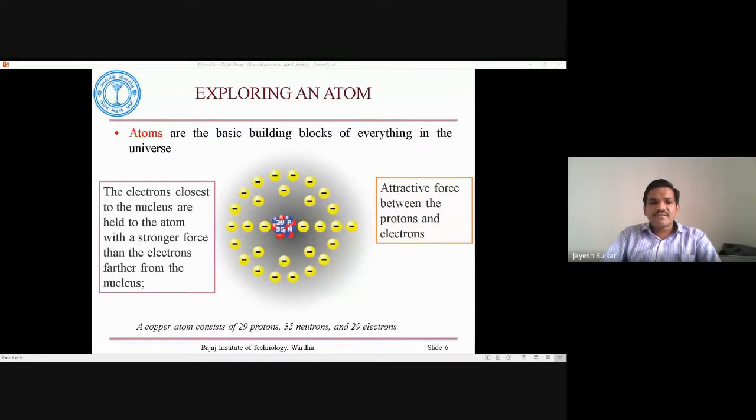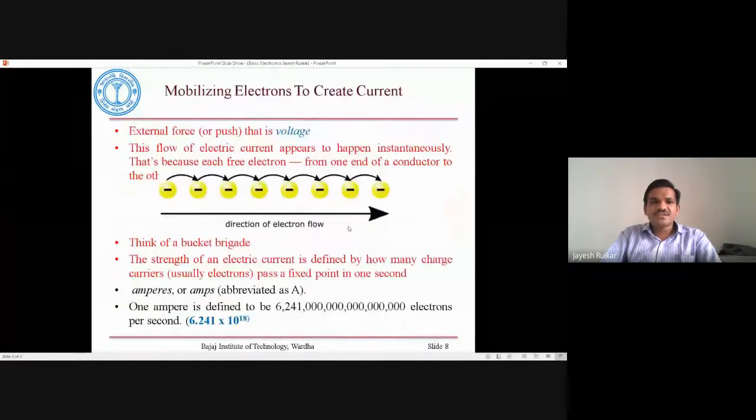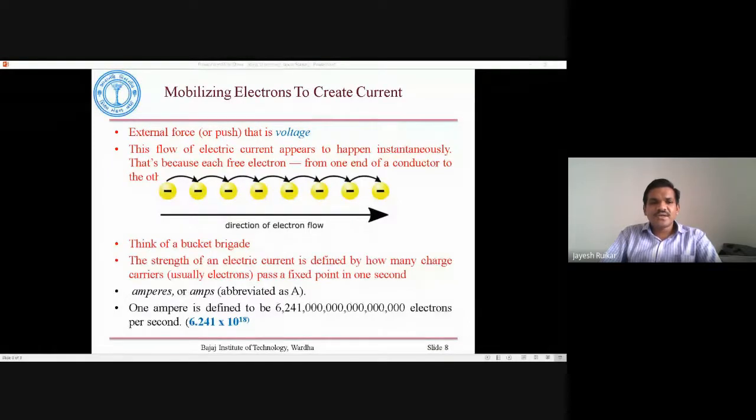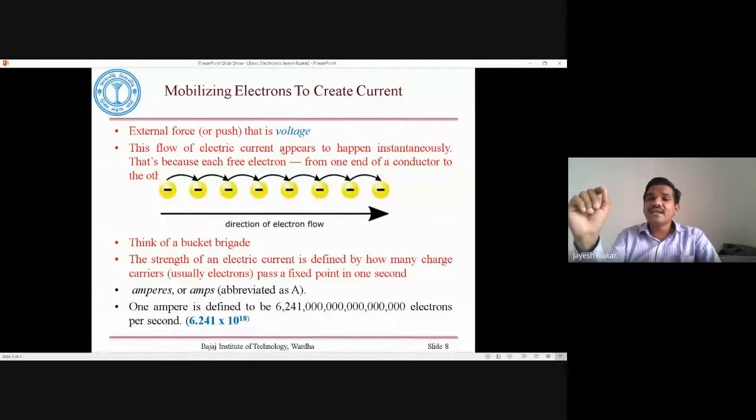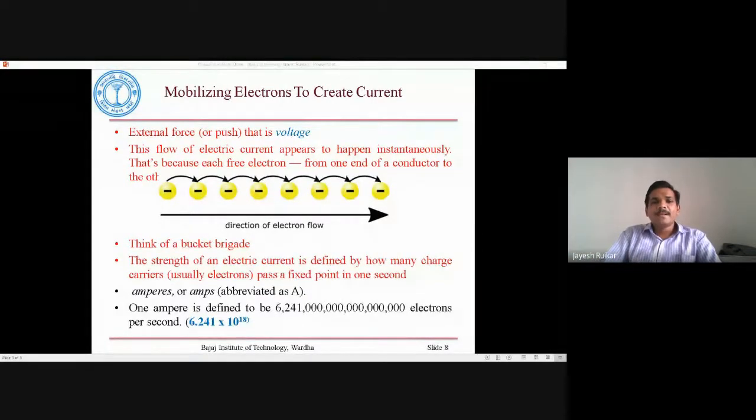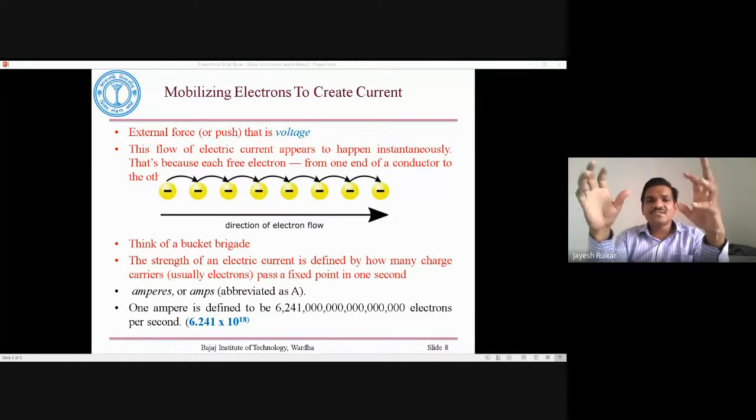And what is that bit of push? This is explained in the next PPT. The external force is the mobilization of electrons in order to create a current. Mobilization means movement of electrons in order to create current. We call this electric current electricity. It is nothing but the movement of electrons in a direction through the conductor.